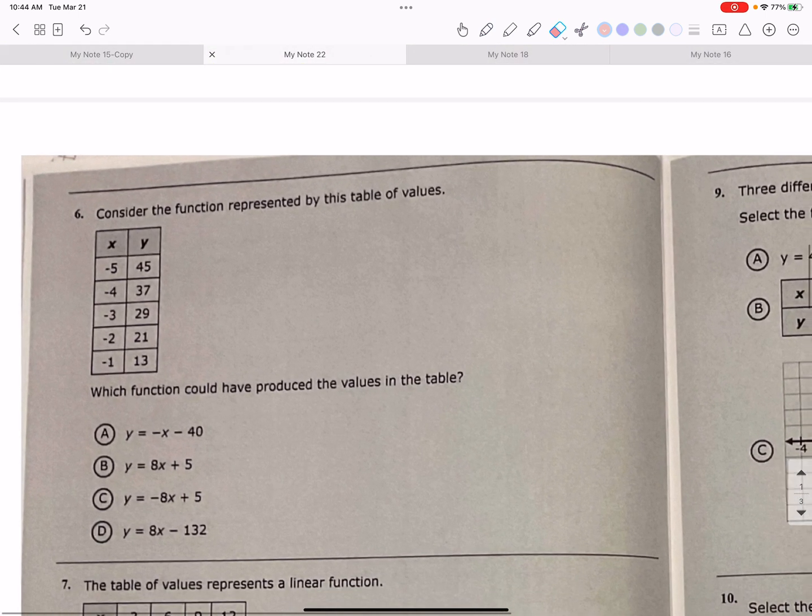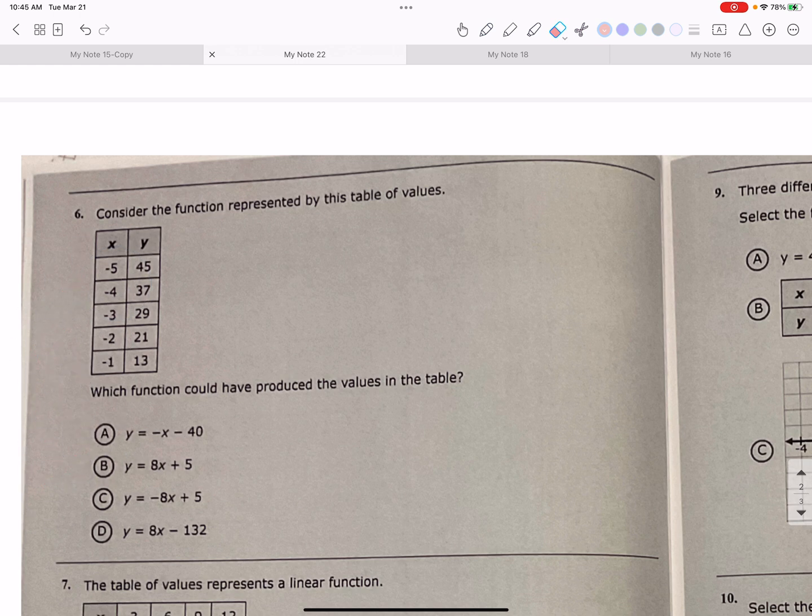All right, number 6. Consider the function represented by this table of values. Which function could have produced the values in this table? So this XY chart goes with which equation down here? Now, one thing I can try is to try every point in here and plug it into this equation and see if it works. Or I could do something else.